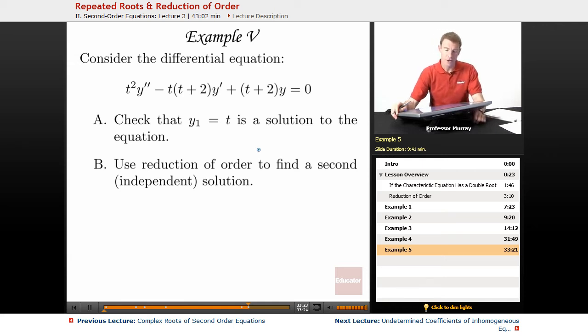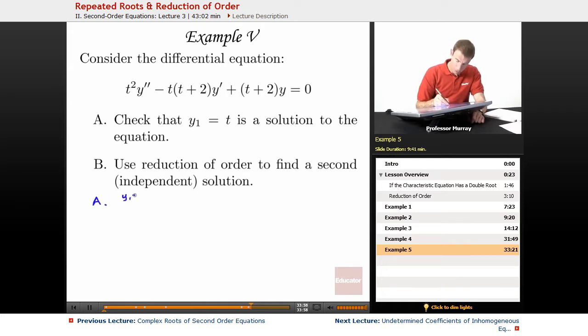So in example 5, we have a more complicated differential equation: t squared y double prime minus t times (t plus 2) y prime plus (t plus 2) y is equal to 0. For the first step, we're going to check that y1 equals t is a solution to the differential equation, and then we're going to use reduction of order to find a second independent solution. So to solve that, for part A, we're given that y1 equals t might be a solution.